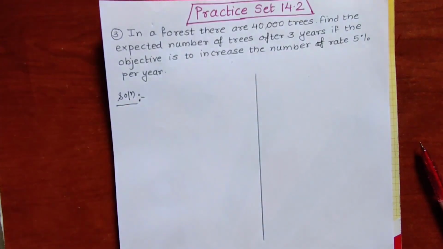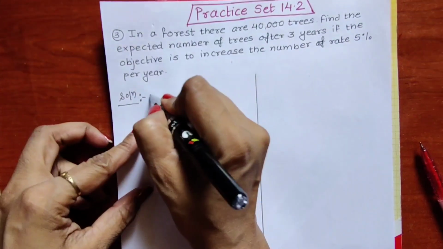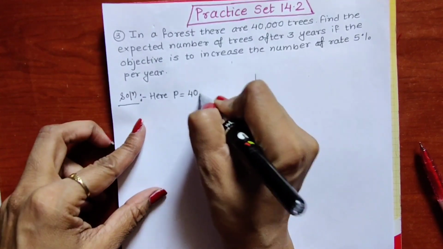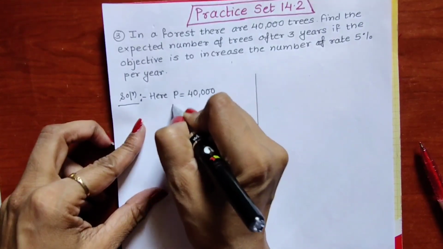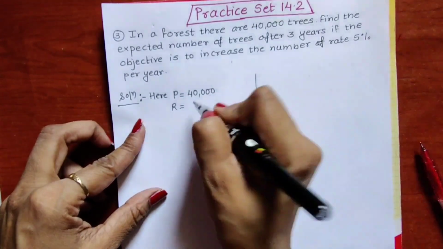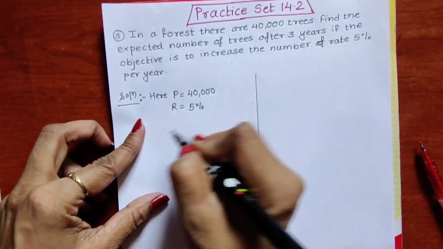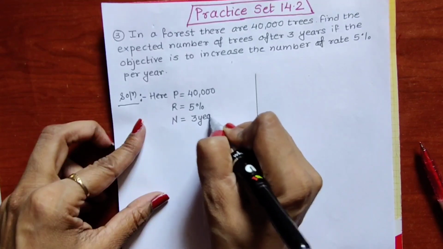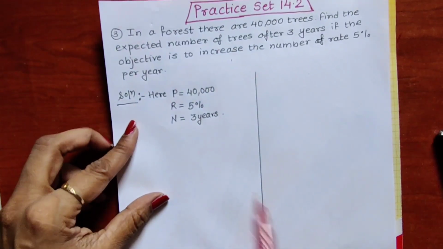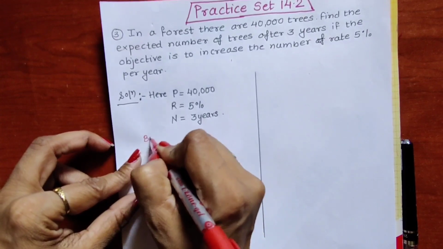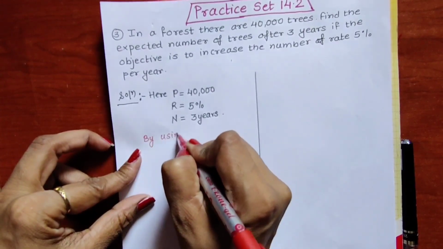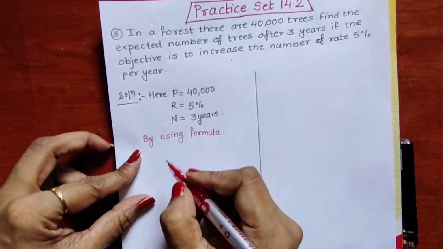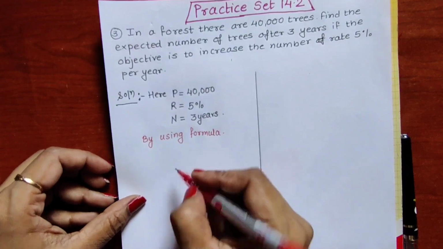So let us write the values from the question now. Here P value is 40,000. R is the rate of increase, which is 5%, and the number of years, the duration, is 3 years. So after writing the values, what do we have to do? We have to apply the formula. By using the formula, now I will be writing the formula here.